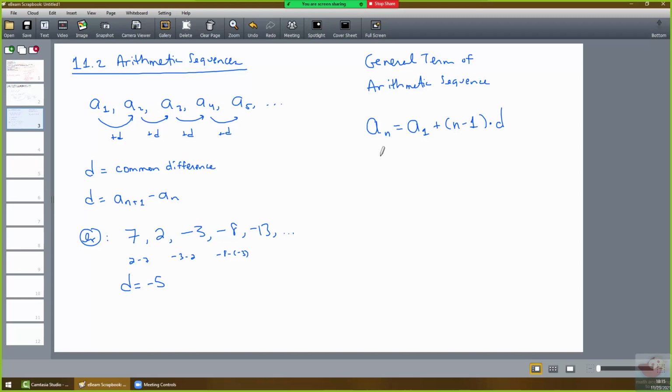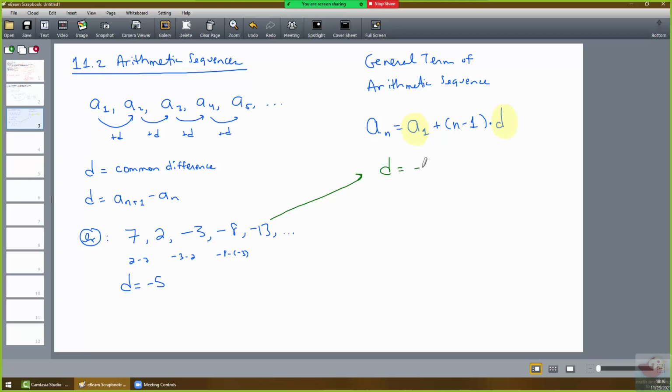In order to find the general term, you need two things. You need to know the first term of the sequence, and you need to know the common difference. If you know the first term and the common difference, then you just plug those into the formula and clean it up. So we can do that for this sequence here.